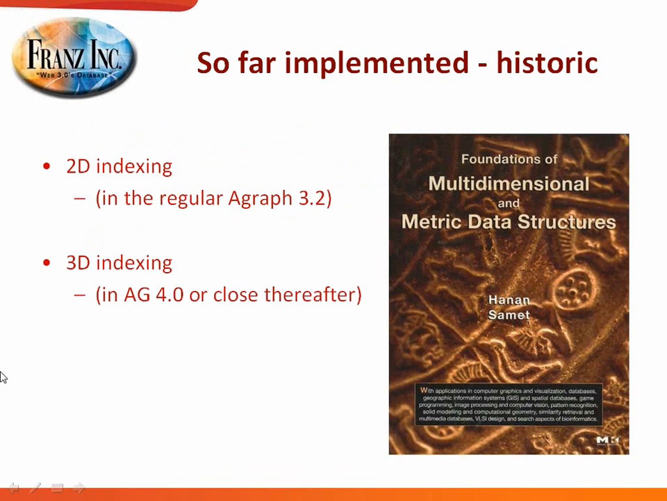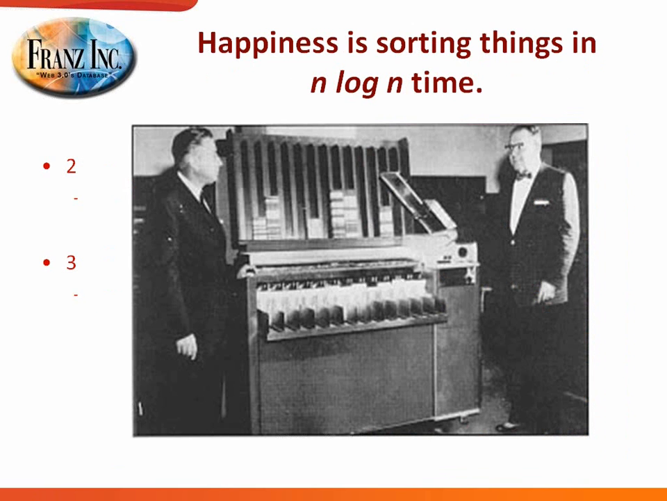So now I go a little bit more into Steve Havlik's talk. Steve talked a little bit about 2D indexing, which is already in AGraph 3.2, and then he talked about 3D indexing, which will be in AG 4.0 or close thereafter. And I put this book here because this is about 1,000 pages on doing multi-dimensional indexing, and it was a big inspiration to Steve while he was doing this work. Very interesting book.